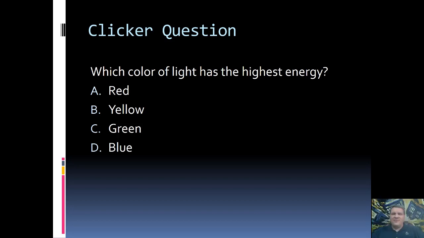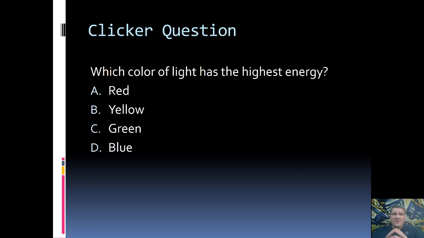All right, do you remember which color of light has the highest energy? The correct answer is D. Blue light has the highest energy. In fact, as we go down A, B, C, and D, we're actually increasing in energy, with red light having the least energy.